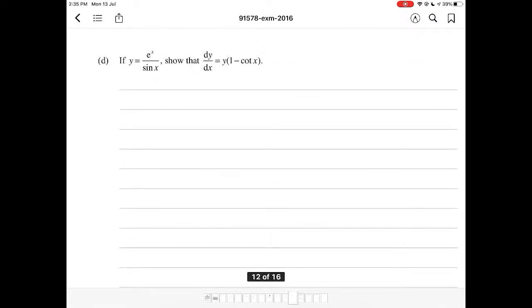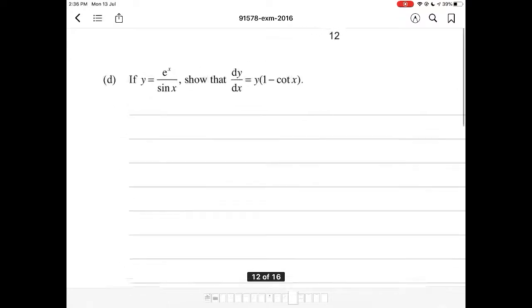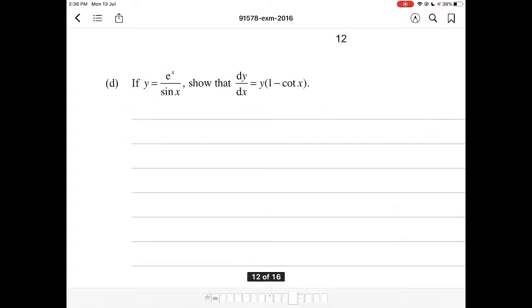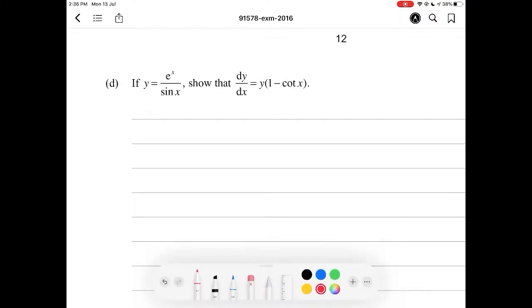Alright, so question D. If y equals e to the power of x over sine x, show that dy over dx equals y times (1 minus cotangent x). For this question, we have something over something else. We can just use the quotient rule. So y equals e to the power of x over sine x.